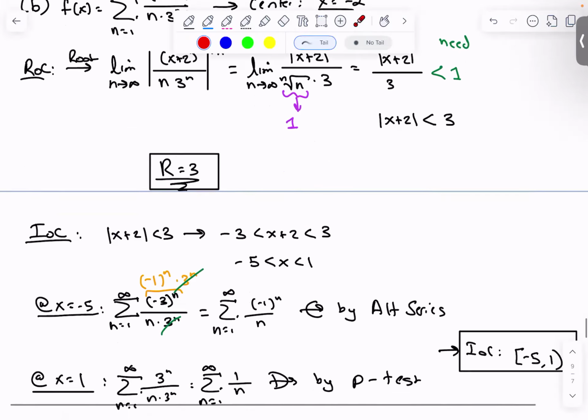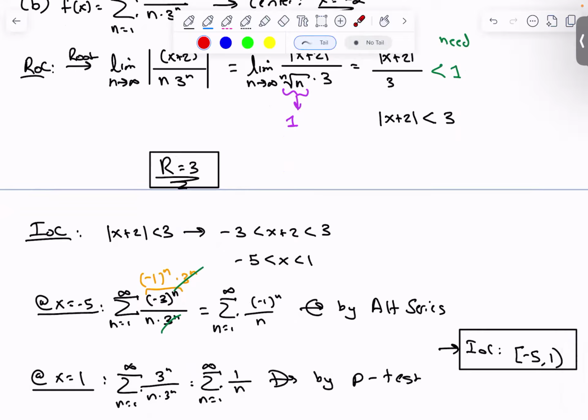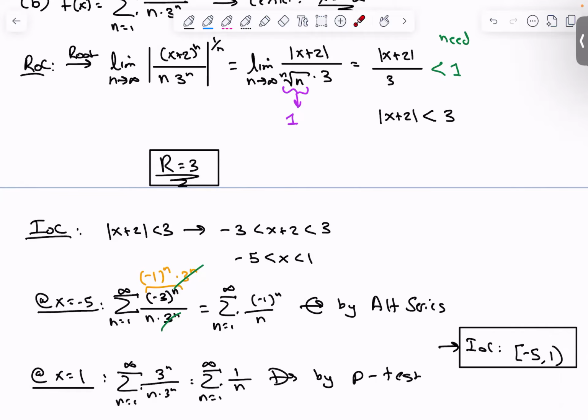Then I need to find the interval of convergence, which I do by first finding the open interval of convergence. I subtract 2 from both sides to get the open interval of convergence to be -5 to 1. I'll plug in the endpoints to see whether or not they can be included. At -5, you get -1 to the n over n, which is convergent by the alternating series test. But if you plug in +1, you get 3 to the n over n times 3 to the n. The 3 to the n's cancel, and we have the harmonic series, which is divergent.